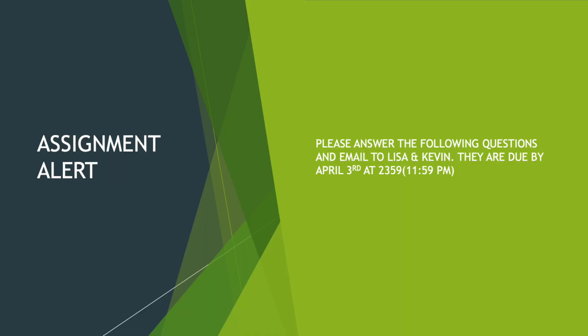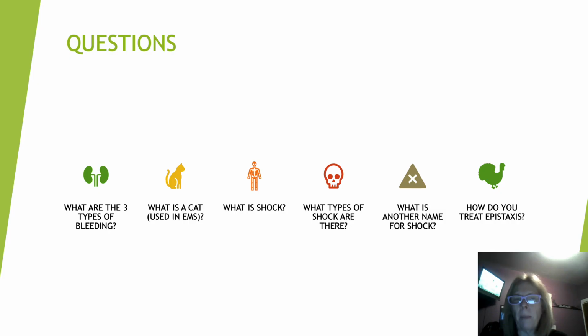Okay, so once again, I have an assignment here for you. I would like you to take a look at the following questions, answer them by email to Kevin and I both, if you don't mind. Did you think I wasn't going to pop up in your video at some point through this whole process? So these are the questions I want you to answer, please. What are the 3 types of bleeding? What is a CAT, one that we use in EMS? What is shock? What types of shock are there? What's another name for shock? And what do you do for epistaxis?